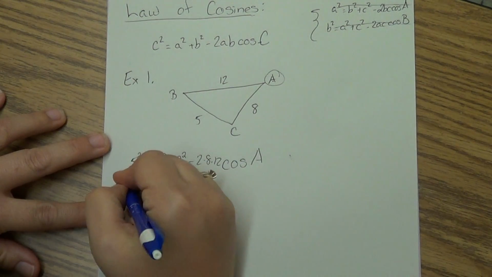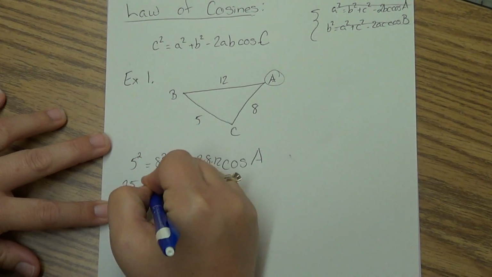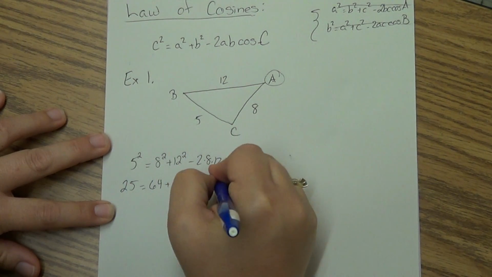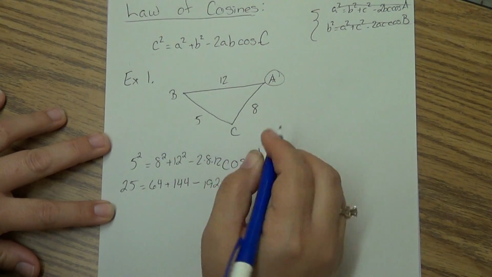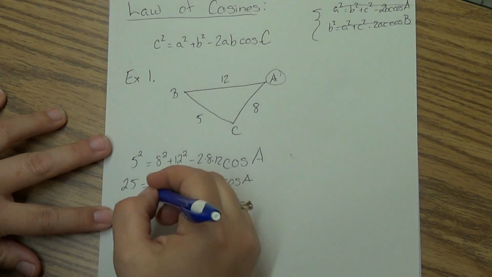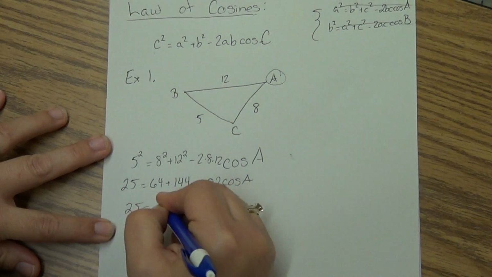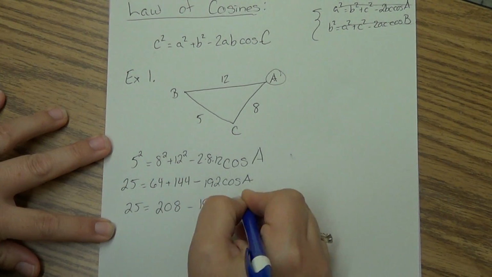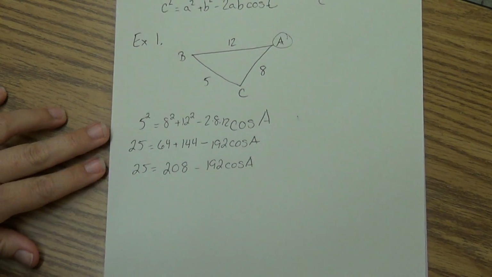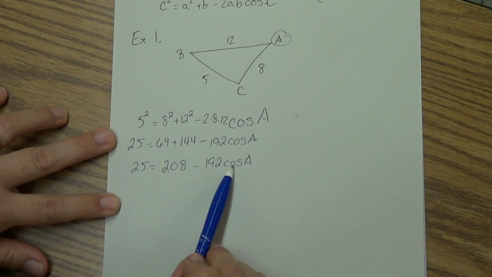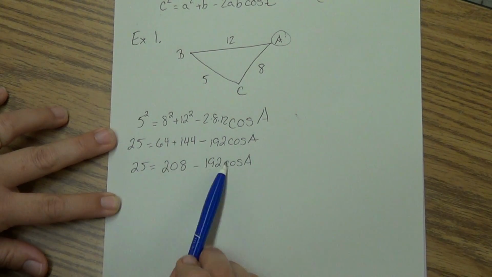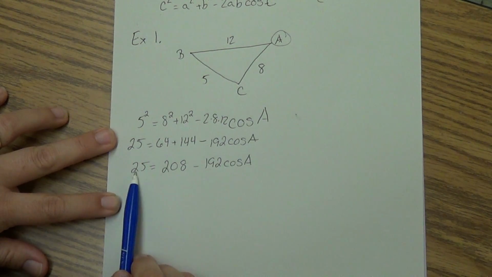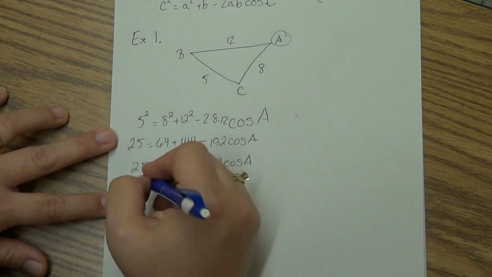Okay. So now we're going to do some arithmetic. We have 25 equals 64 plus 144 minus 192 cosine A. Combine our like terms here. 25 equals 208 minus 192 cosine A. Now, here's the most common mistake on this. This is a coefficient of this unknown amount, so we cannot subtract these. So pretend in your head this is a big old X. So we're going to subtract the 208 and then divide by the negative 192.